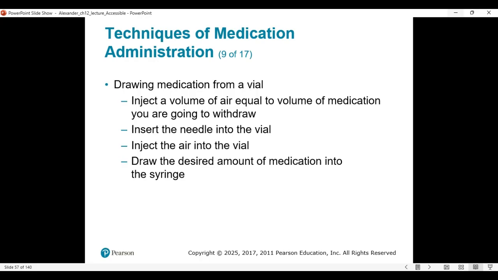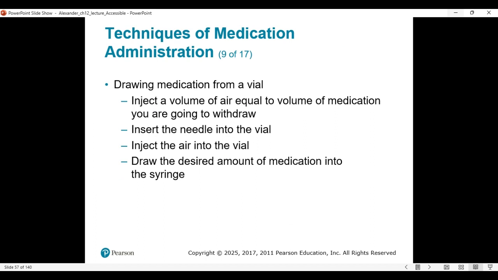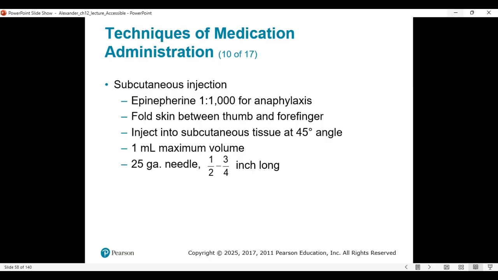Drawing medication from the vial. Inject a volume of air equal to or greater than what we're going to draw. So if we're going to do like 2 mLs, we're going to pull the plunger back to 2 mLs or a little farther. We're going to insert the needle into the vial, and then squeeze the plunger. This puts air in the vial, and then we draw the desired amount. It's going to help us suck it right out into the syringe.